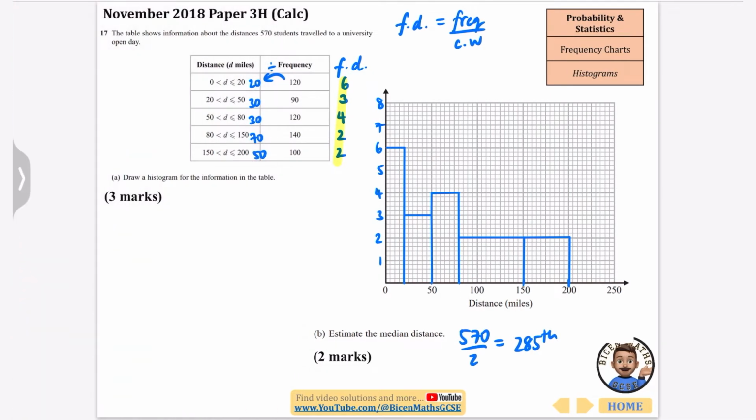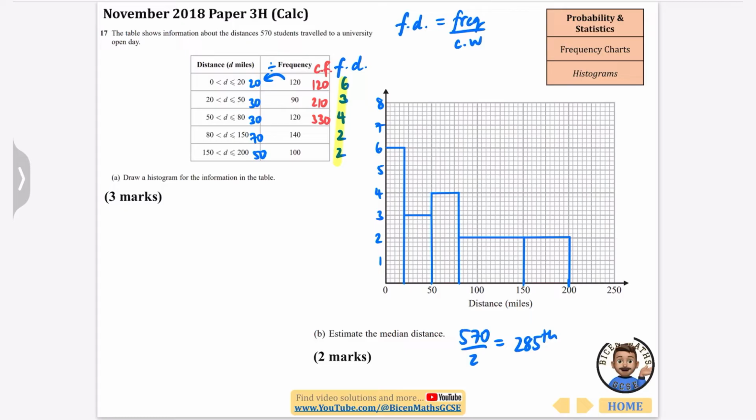Now, you could actually do the cumulative frequency. I'm going to do the cumulative frequency for the table as well, okay? I'm going to squeeze it in here in a red colour. So it's going to go 120. When I add on 90, I get 210. And when I add on 120, I get 330.